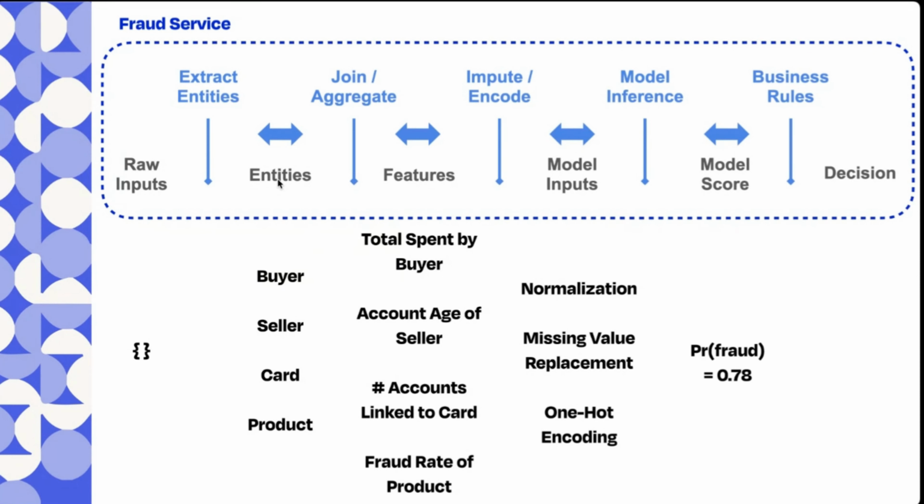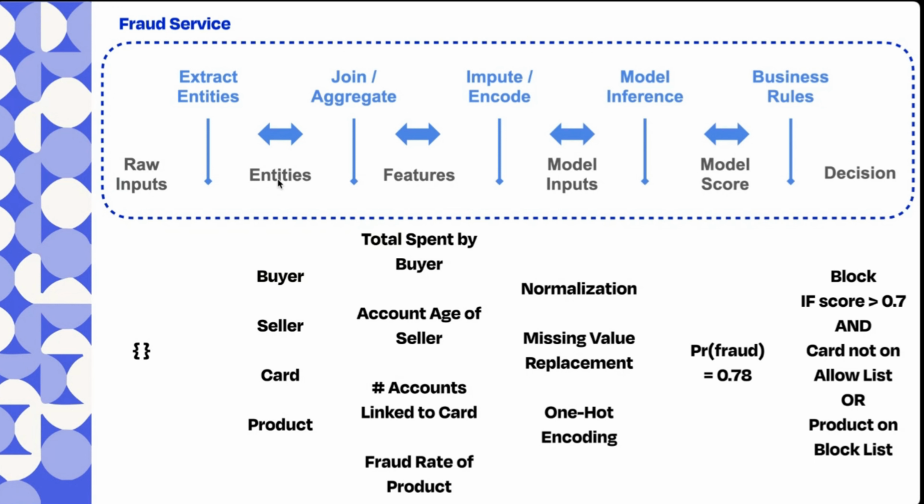That model will then typically output a fraud score or probability. And then very commonly, you're going to have some kind of post-scoring logic that's going to be business rules, things like allow list, block list, thresholds, stuff like that, before you finally make your decision.